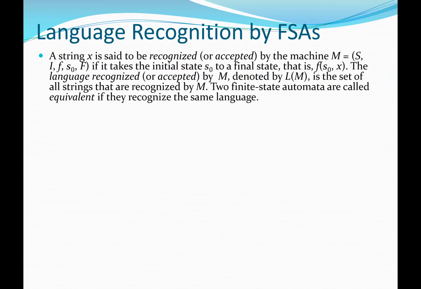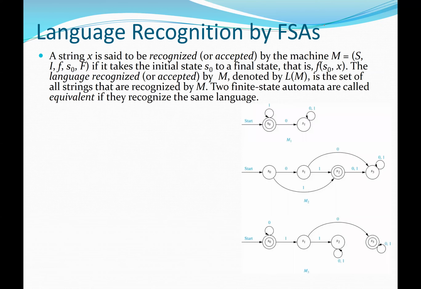So L of M is the set containing all the strings that are recognized by M, meaning the strings that take the initial state to the final state. Here are a few examples that you can see.